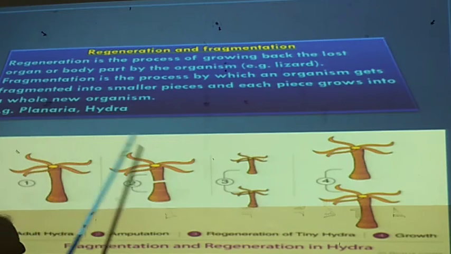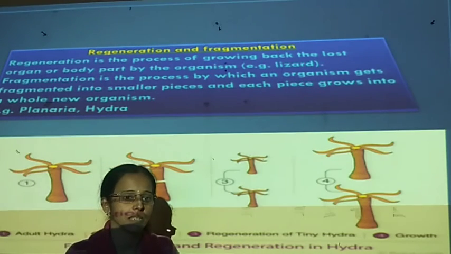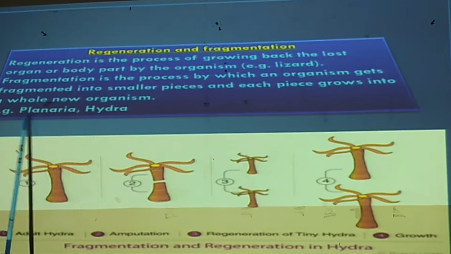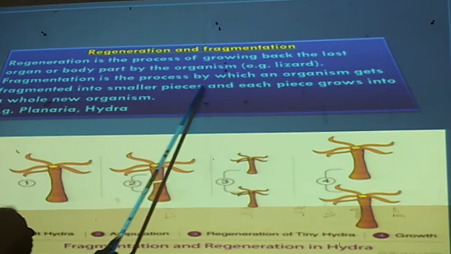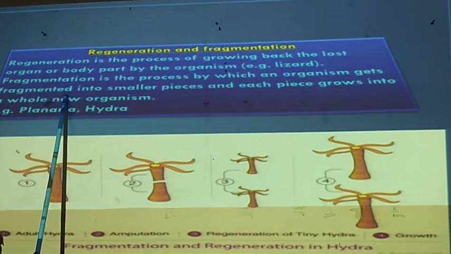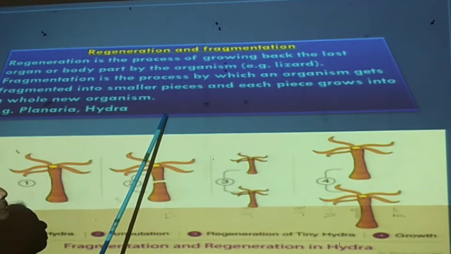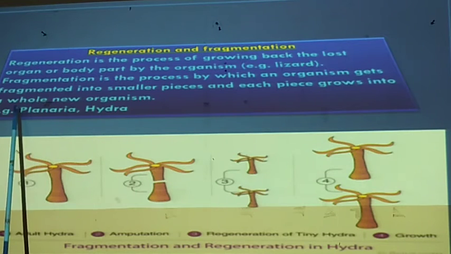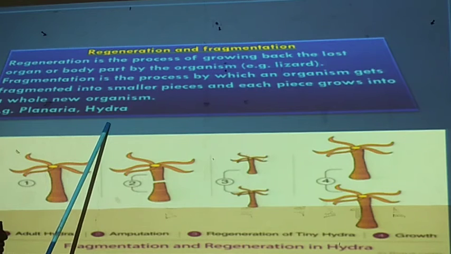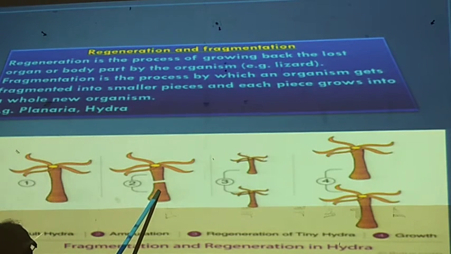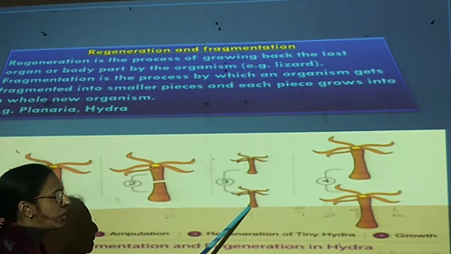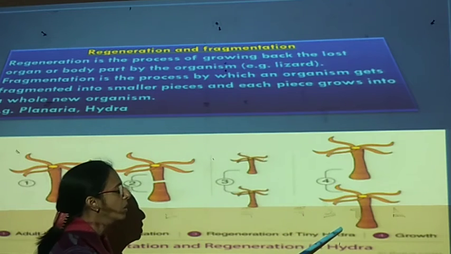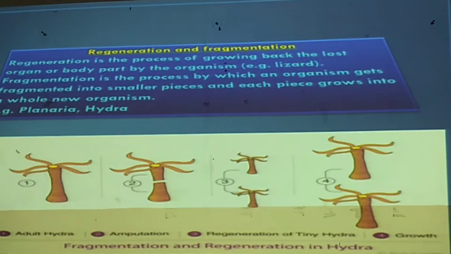In case of the lizard, you know the best example: many times the tail of the lizard gets broken down, but that tail part of the lizard is regenerated again. Therefore, this is called regeneration. And in fragmentation, the organism gets fragmented, broken down into small parts, and each piece of that body grows into a whole new organism, for example hydra. When the body gets fragmented into pieces, each piece starts to live the life of an individual organism. So this was about fragmentation and regeneration.